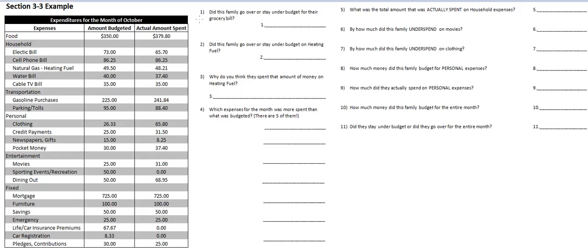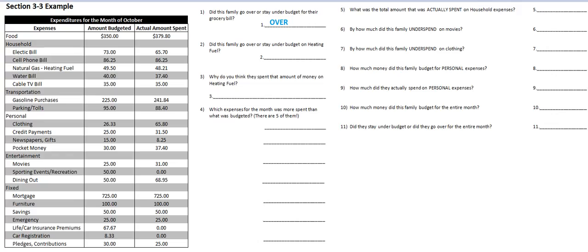Number 1, did this family go over or stay under budget for their grocery bill? Well, as you look at it over here, they budgeted $350, but they spent $379. Uh-oh, that's not good. So what that means is that they went over. That's right, they went over. And all you got to do is write the word over.